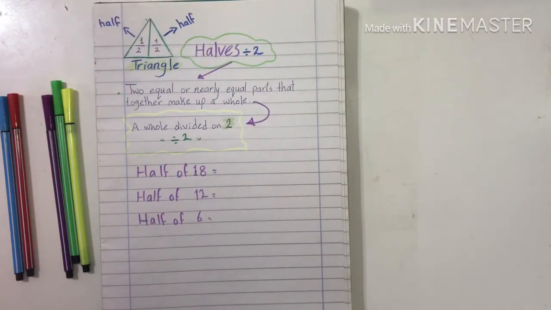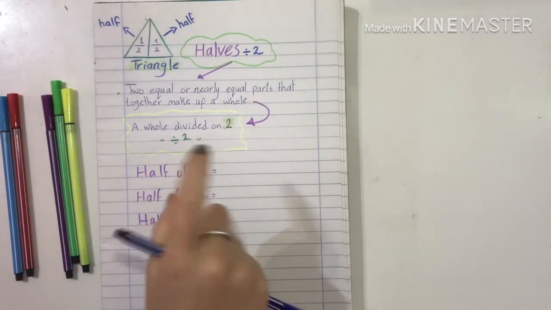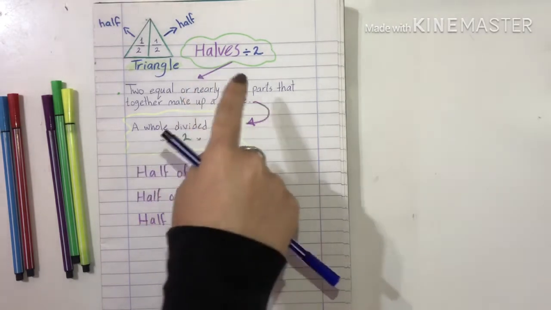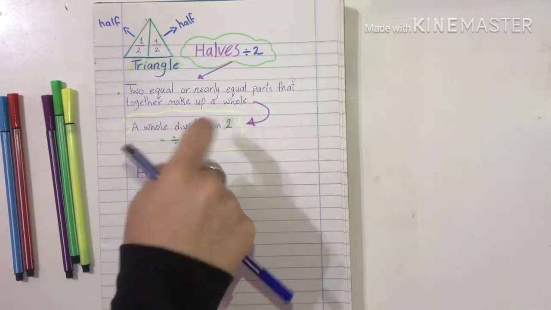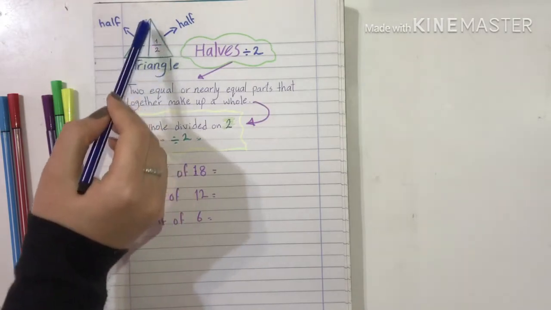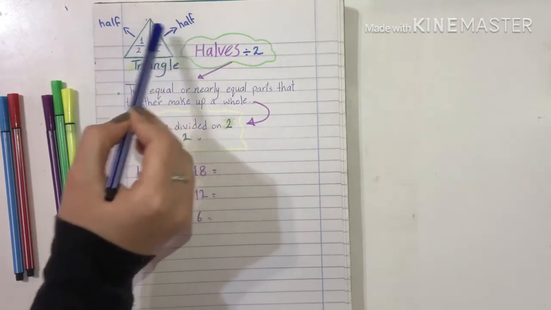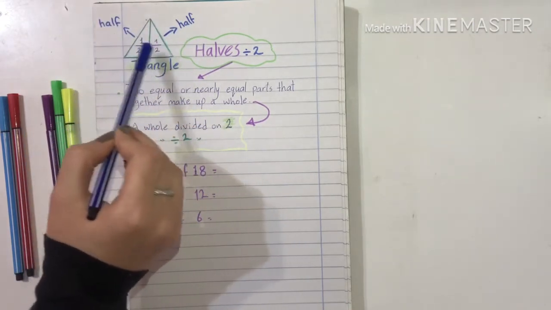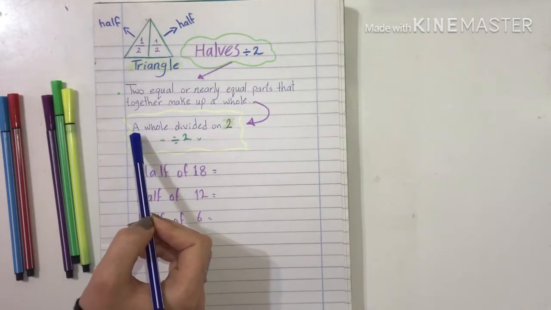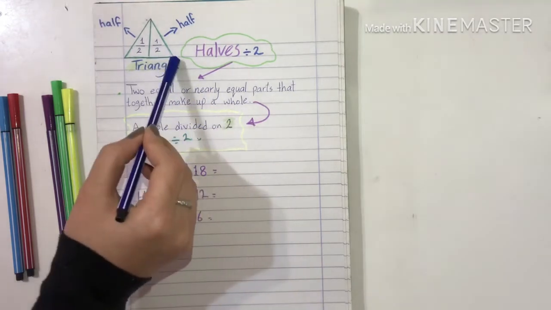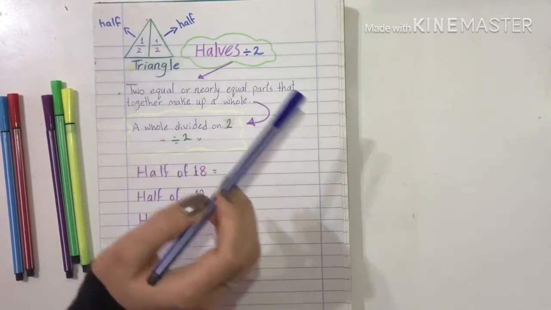Now, moving on, after the doubles, we have the halves. Halves and doubles are nearly related to each other. What is the meaning of halves? Halves is 2 equal or nearly equal parts that together make up a whole. As you see here, I drew a triangle and I divided it into 2 halves. So this is a half and this is a half, and as you see here, they're equal, they are the same. So this is the meaning of half. Or another meaning, it's a whole divided by 2. So this is a whole triangle, and I divide it by 2.